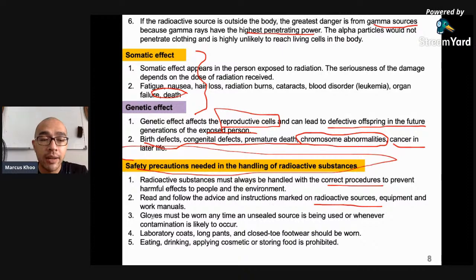Gloves must be worn at any time an unsealed source is being used or whenever there is contamination. I think if anything that Corona has taught us, it is to wear gloves and wear masks more often. If you can, wear laboratory coats, long pants, and closed-toe footwear.